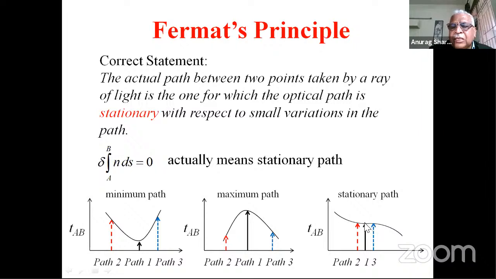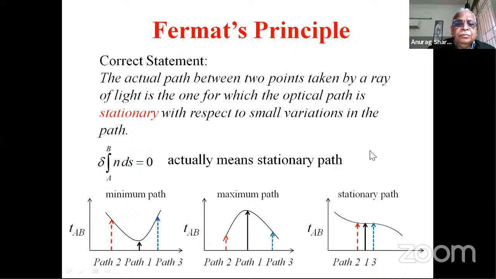What does it mean? If you change a path on either side by a small variation, and there's no change, then that path is also a valid path. So these are the 3 situations which occur in Fermat's principle. The path could be minimum, it could be a maximum, and it could be a stationary path. Stationary is actually like a point of inflection in mathematics. As we say, the curvature goes through a change. Here it is one sign of curvature, here is another, and at this point it is the changeover. So even the curvature is 0.